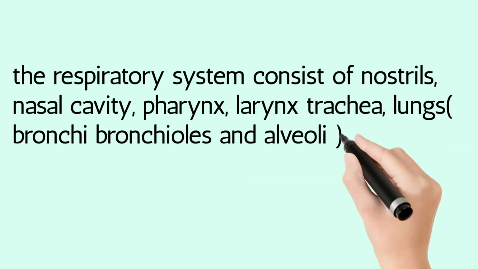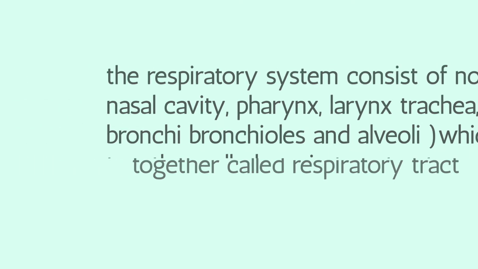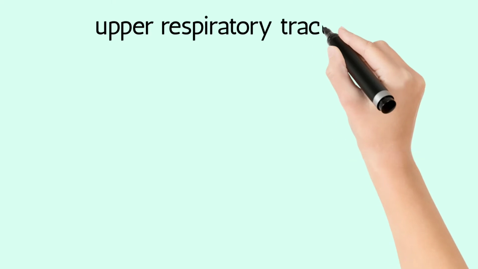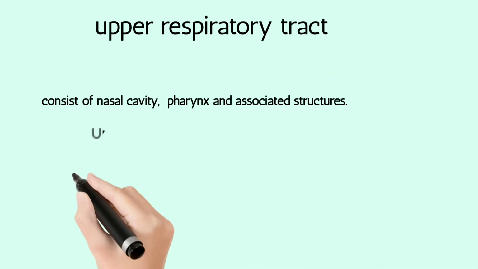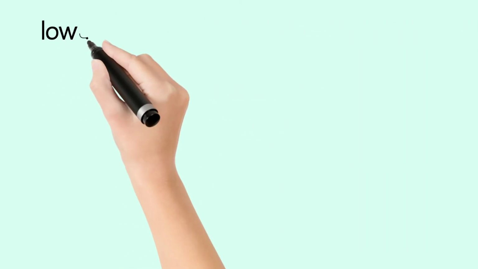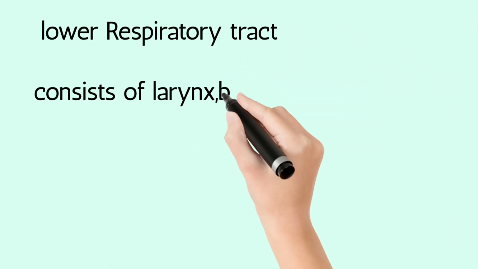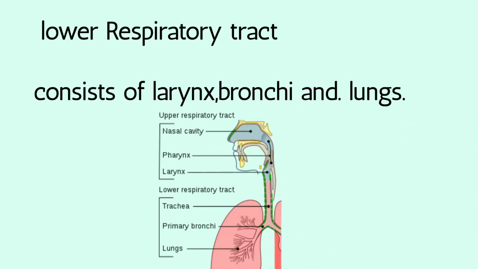The respiratory system consists of nostrils, nasal cavity, pharynx, larynx, trachea, lungs, bronchi, bronchioles, and alveoli, which together are called the respiratory tract. The upper respiratory tract and lower respiratory tract are included in the respiratory system. The upper respiratory tract consists of the nasal cavity, pharynx, and associated structures. You can see in the diagram. The lower respiratory tract consists of the larynx, bronchi, and lungs, as given in the diagram.